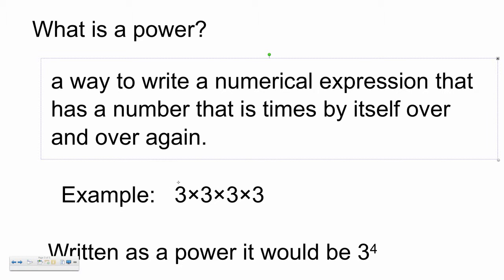In cases like this, I can use something called a power to make what I'm writing even simpler. If I want to write this numerical expression in a much simpler way, I can write it with a power. The way I would write it with a power would be 3 with a little teeny 4 up next to it. And that means 3 to the 4th power. But we'll get into that a little bit later.